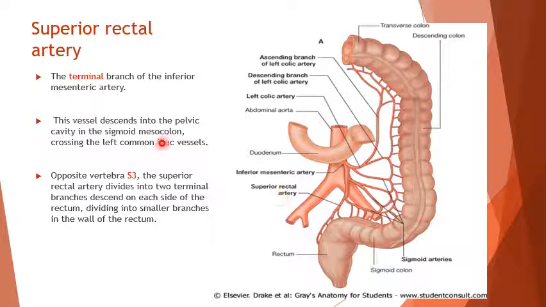Now it descends in the sigmoid mesocolon and crosses the left common iliac vessels. Then, opposite the vertebra S3, the superior rectal artery divides into two terminal branches and these branches descend on each side of the rectum. This is the rectum, and these branches divide into smaller branches which pierce the wall of the rectum and they supply the rectum.